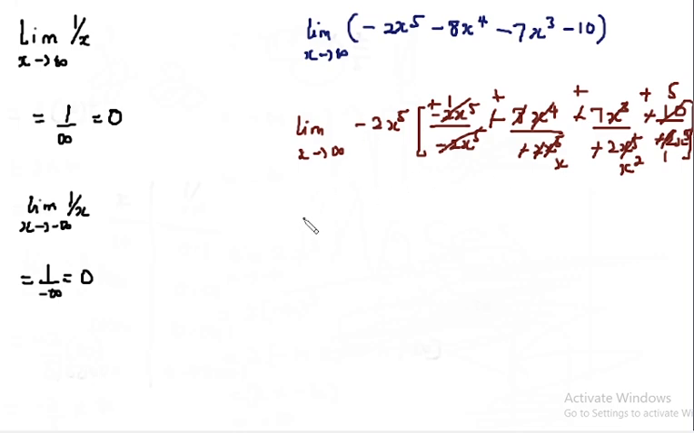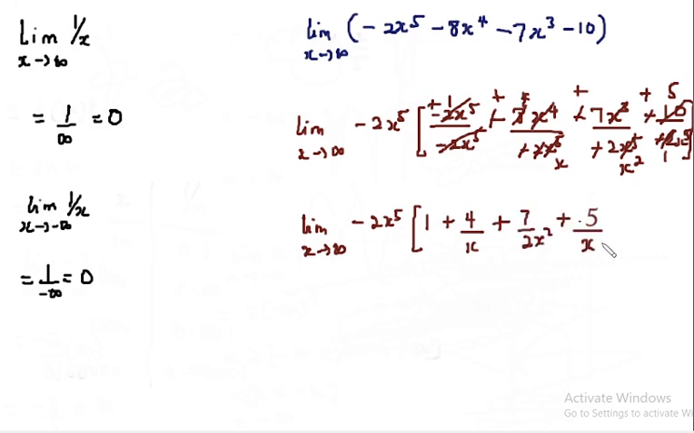So if I'm writing this, it becomes the limit as x approaches infinity of minus 2x to the power of 5, open brackets, 1 plus, what did I have here? This is 4 over x, then I have plus 7 over 2x squared plus something over x to the power of 5. So if you notice, we have some fractions here that look exactly like these ones. So I have 4 over x, 7 over 2x squared.